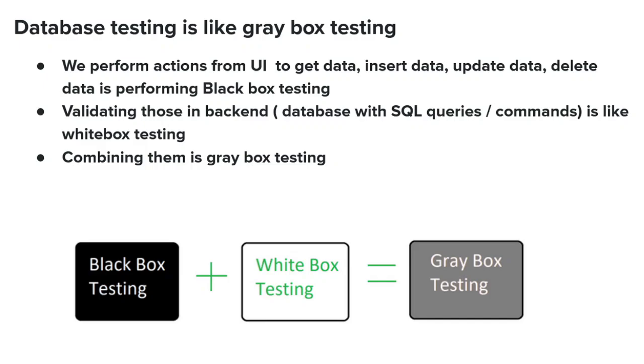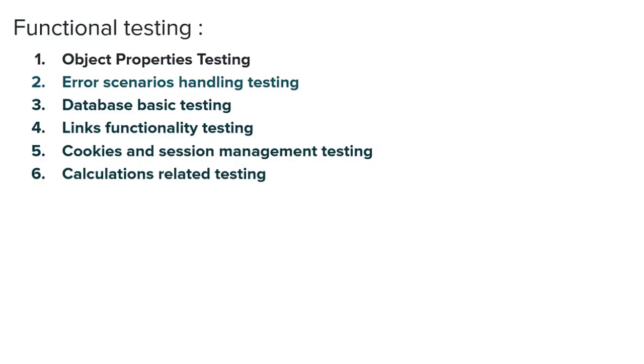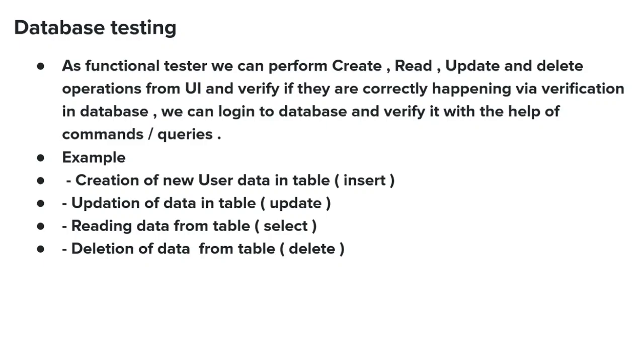In functional testing, we have covered all the types of testing, for example object properties testing, error scenarios handling, basic database testing, links functionality, cookies and session related, and calculations related. So this is all about functional testing. So far we have seen functional testing, but what exactly non-functional testing is, we will see in the coming session. Thanks for watching this video.